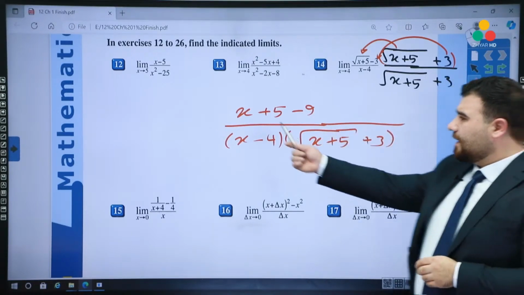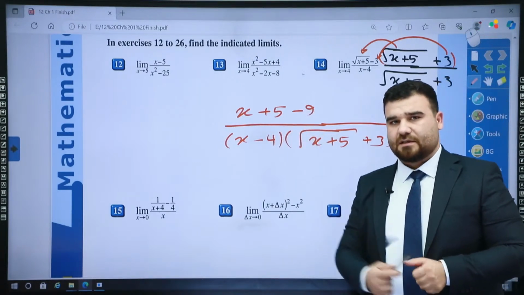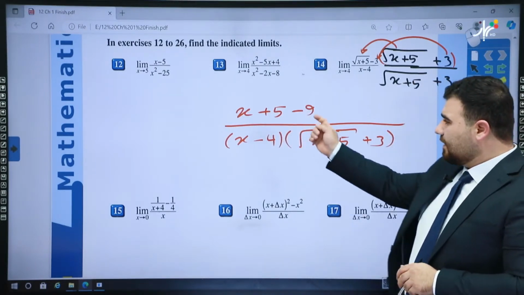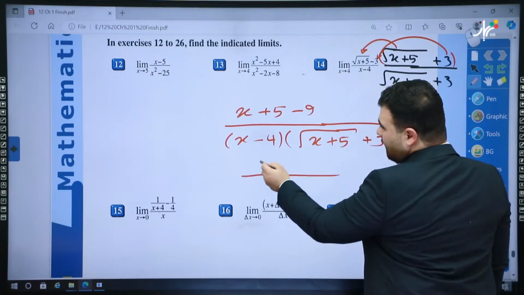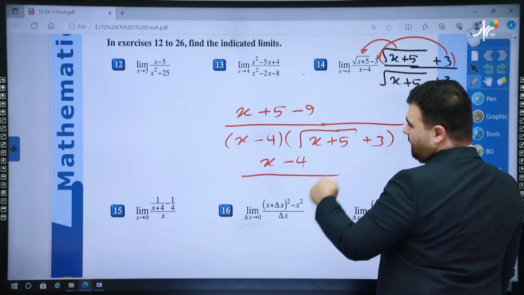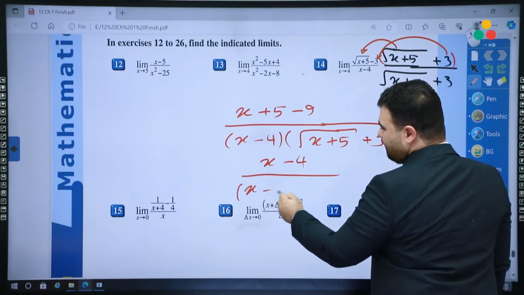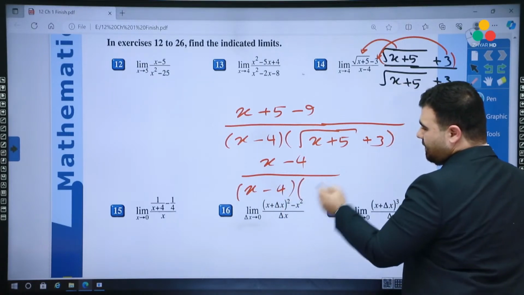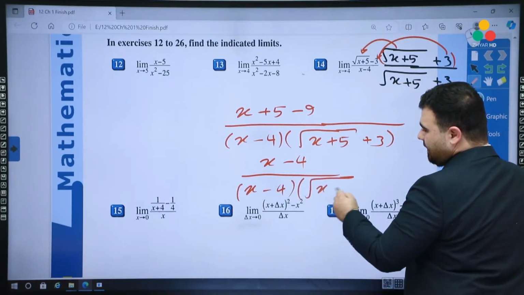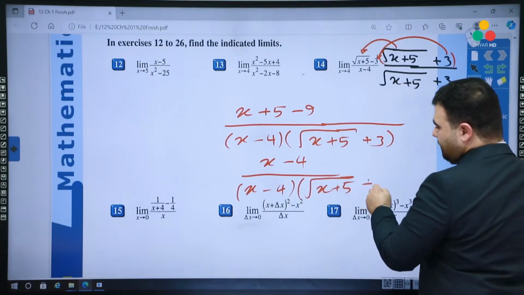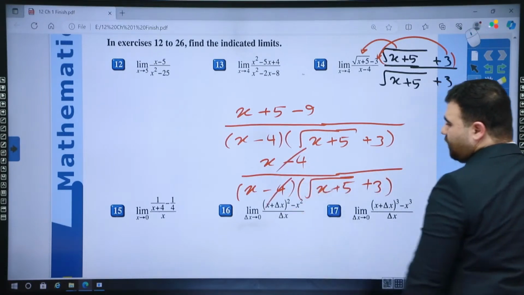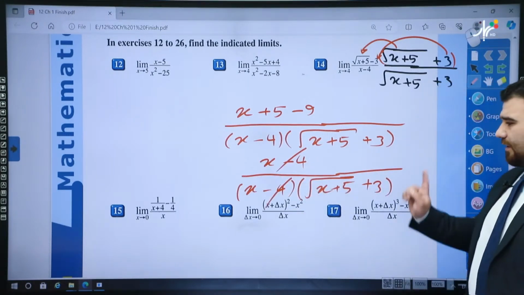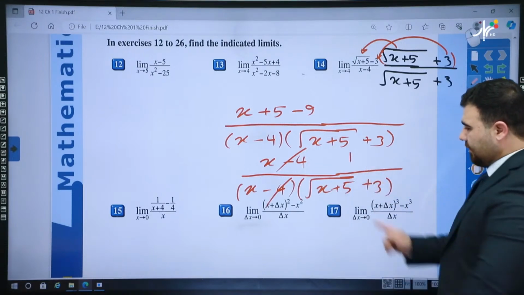Now, x plus 5 minus 9 is equal to x minus 4. X minus 4 cancels x minus 4. So this is going to be x minus 4 up. And down we already have x minus 4 and this factor, square root x plus 5 plus 3. These two cancel out. What's remaining at the end is 1 over this.